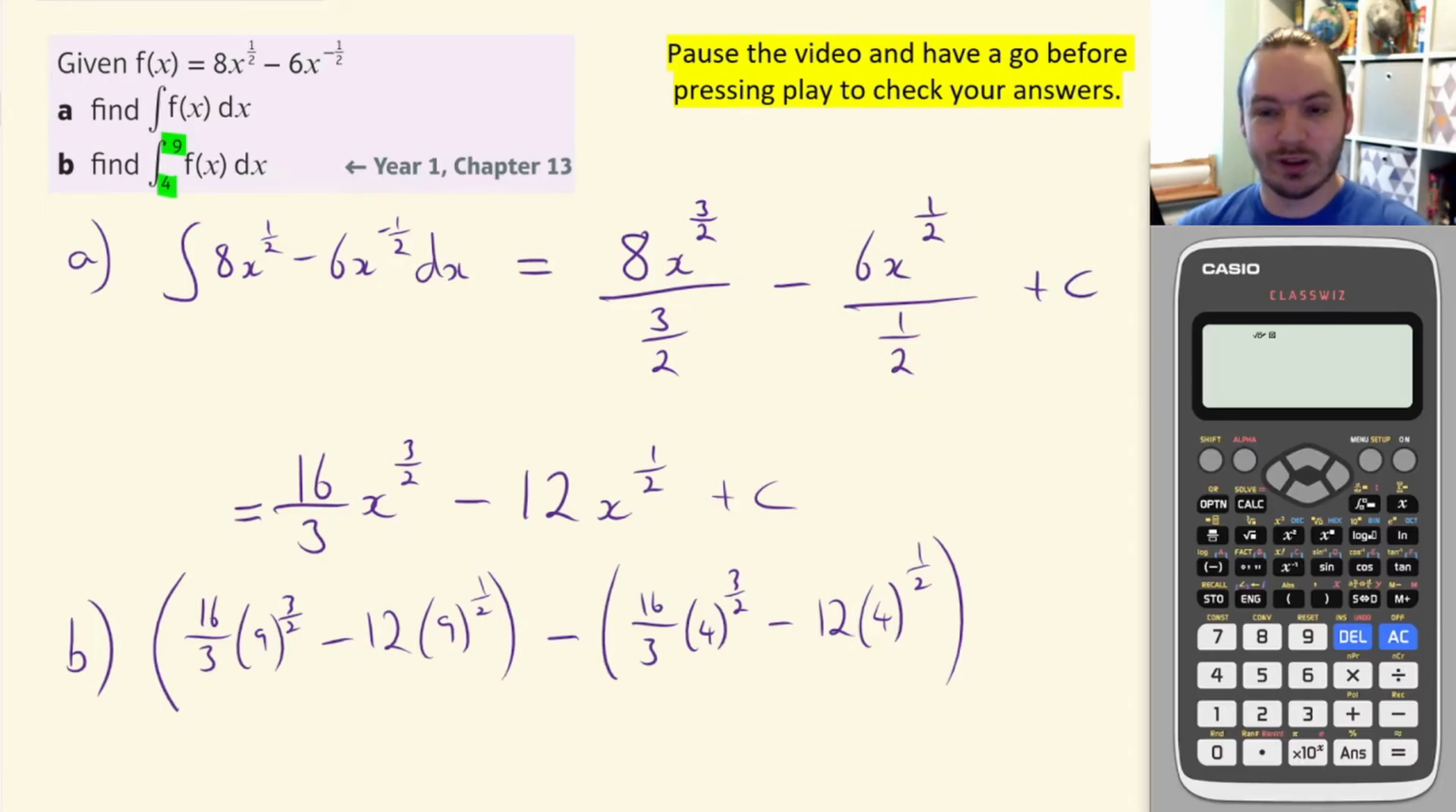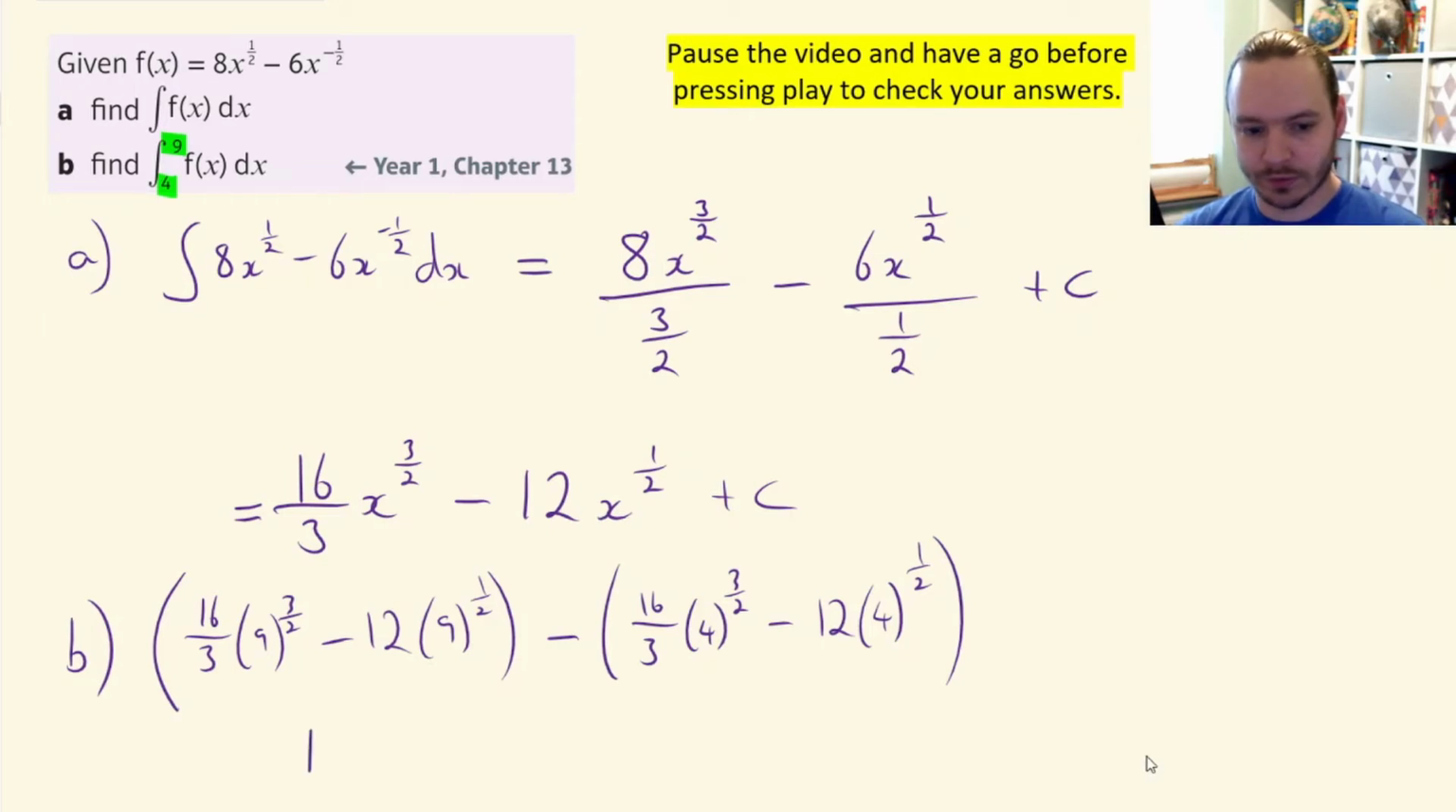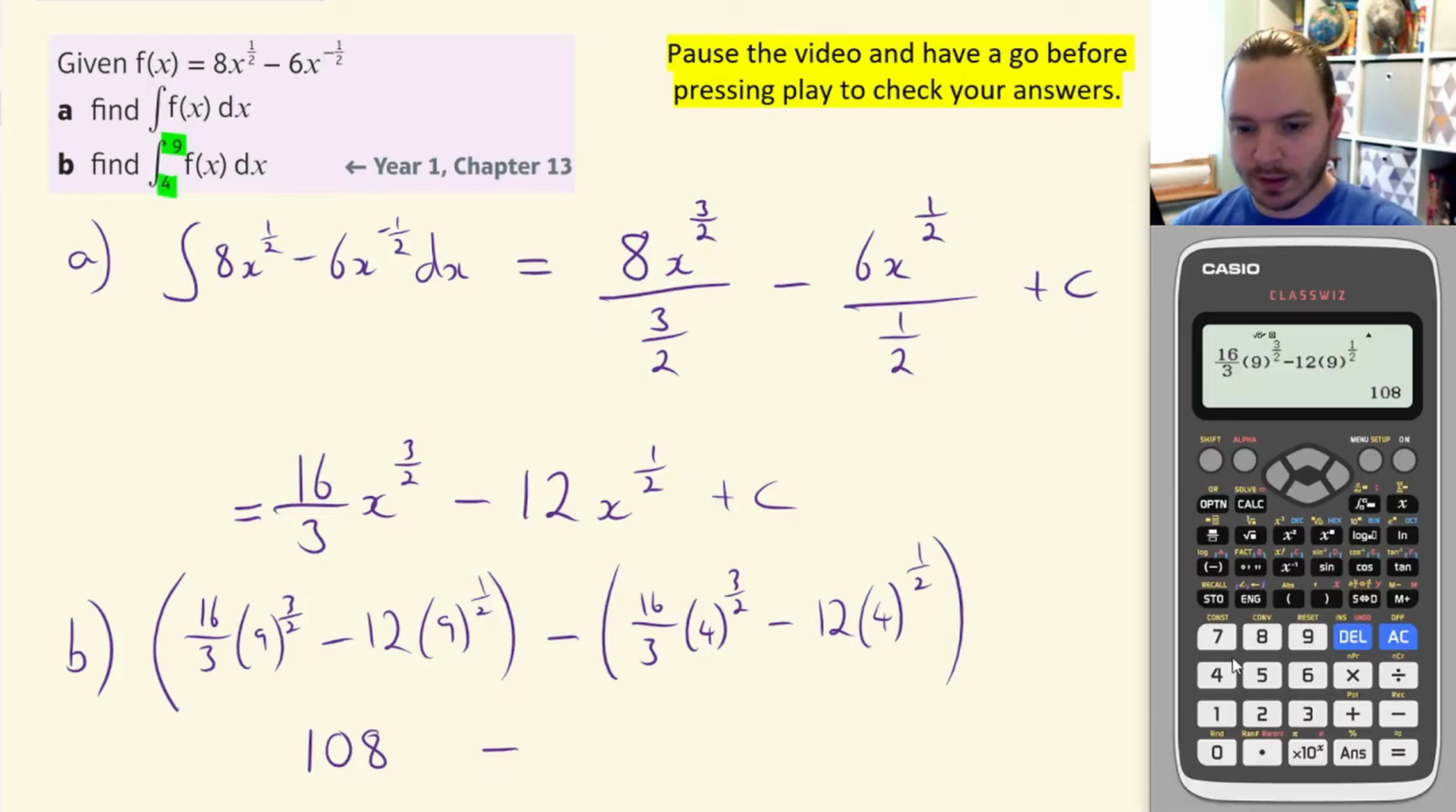And at this point, you really ought to grab your calculator and use that because it is much, much easier to do this on a calculator. So 16 over 3 times 9 to the power of 3 over 2, take away 12 times 9 to the half. It's going to give us 108 here. And then 16 over 3 times 4.